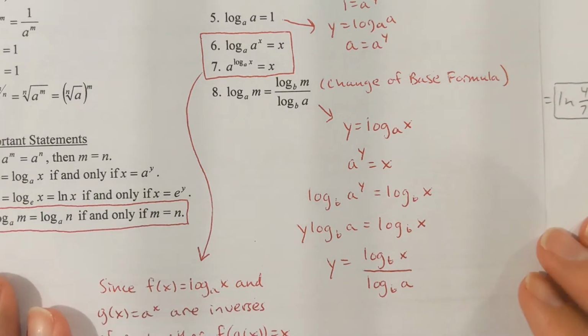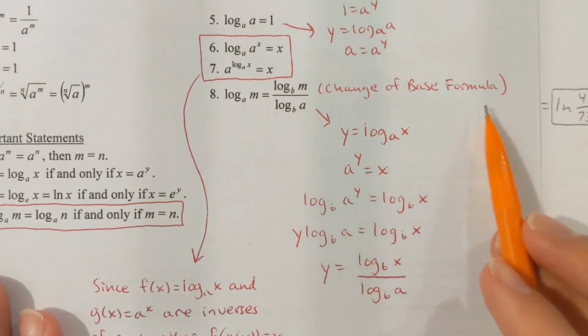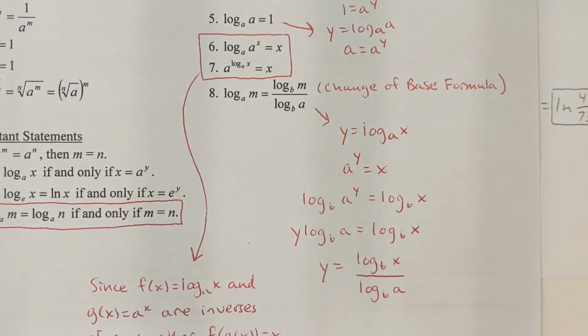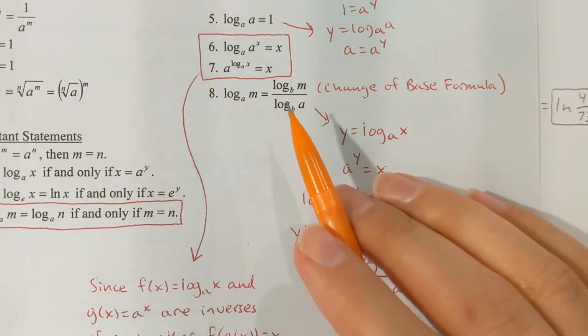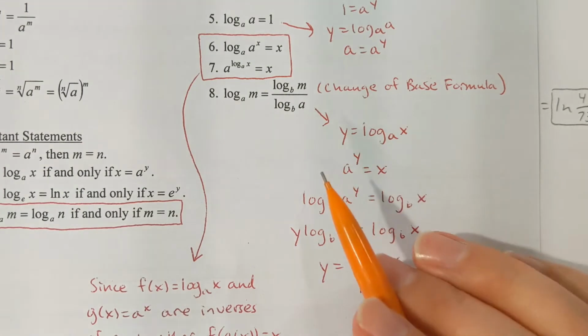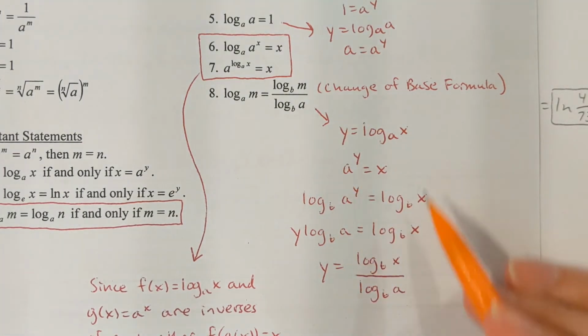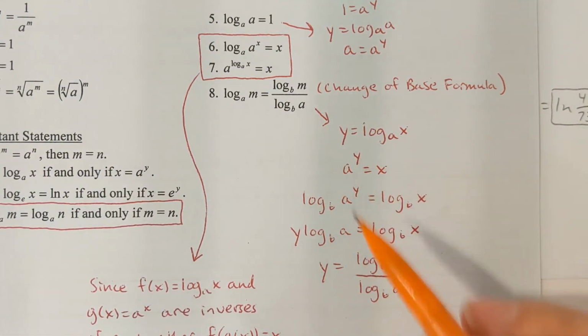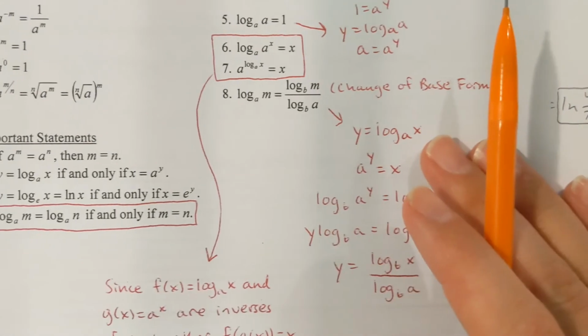Law 8 is sometimes called the change of base formula. Sometimes we want to change the base to make it a new base. So if the current base is base A and I want to make the new base be base B, here would be the change of base formula that allows me to change the base. Okay, and I've got kind of a calculation showing where that's coming from. You can look at that if you want.